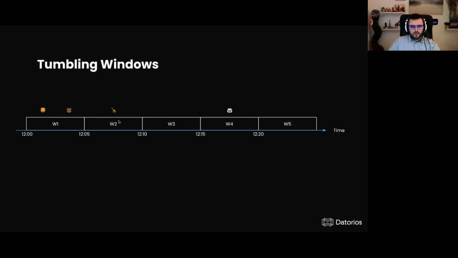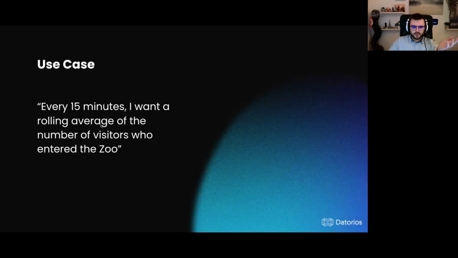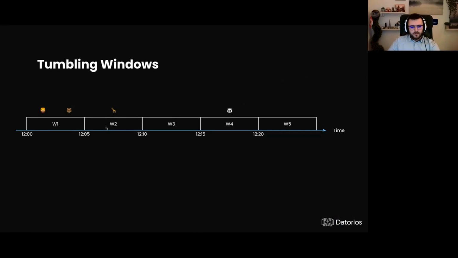However, if we then evaluated this window here, only giraffe came and visited the zoo during this time window. So the output of this window would be 1. And for windows 3 and 5, there were no visitors, so it would output 0, or they wouldn't even emit anything at all. But for 4, Panda came all by himself 10 minutes after everybody else. So yeah, it evaluates to 1 for that one.